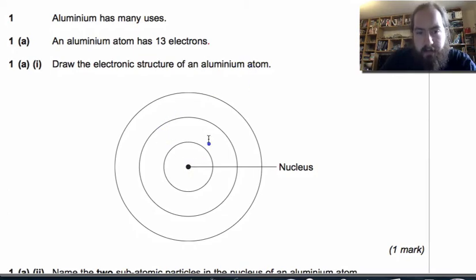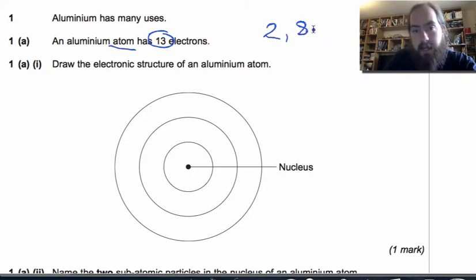Okay, so this is our atom here. And the important word here is the fact that it says it's an atom, not an ion, and it tells you how many electrons we need to put in. Now, when we're doing electron configuration, we need to remember that the first shell has got 2 electrons, the second shell can have up to 8 electrons, and the third shell can also have up to 8 electrons.